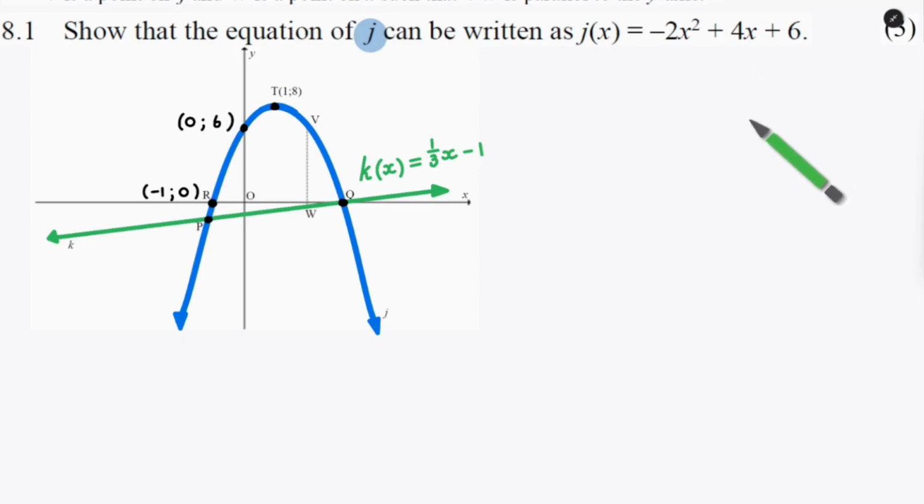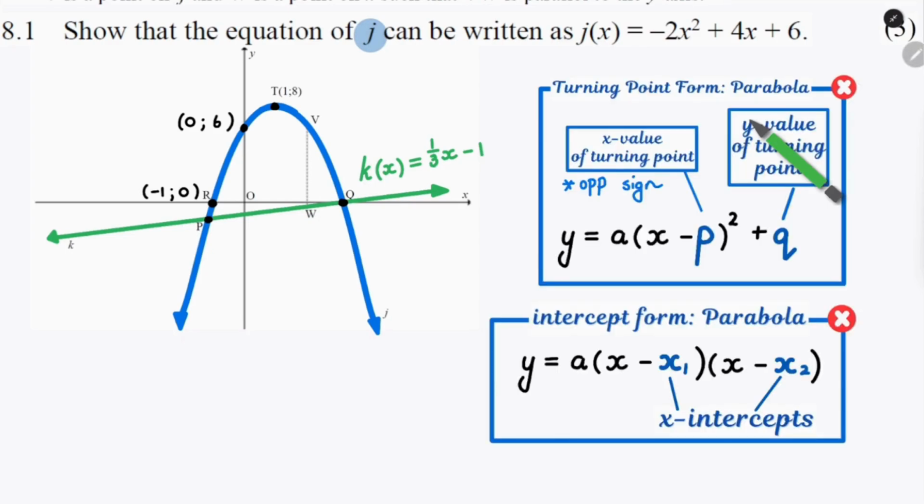So we need to get the equation of the parabola essentially. Now there are two equations I can utilize to do that. I can use my turning point equation or my x-intercept equation. I think I'm going to use the turning point equation because I have the turning point. I've got one x-intercept but not the other. So I'm not going to go for this one. And we're going to use the turning point form.